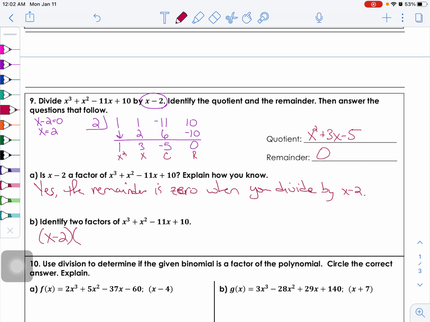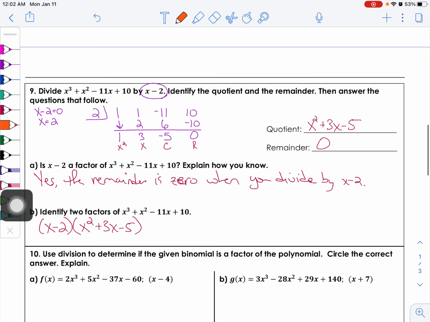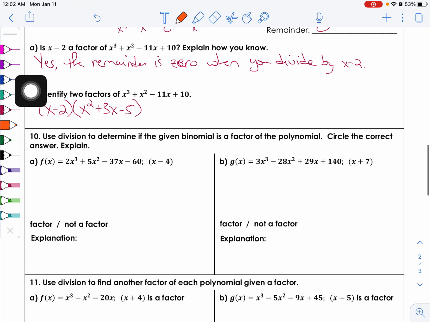Identify 2 factors of that polynomial. Well, we know the factor x minus 2. And then this quotient is another factor: x squared plus 3x minus 5. If you want to take a quick look and double check, can this be factored further? The answer is no. I can't think of anything that's going to multiply to negative 5 and add up to 3. So just leave it as is for those 2 factors.